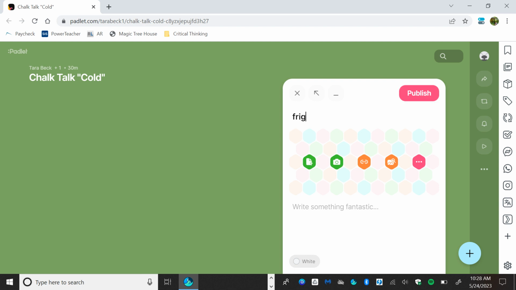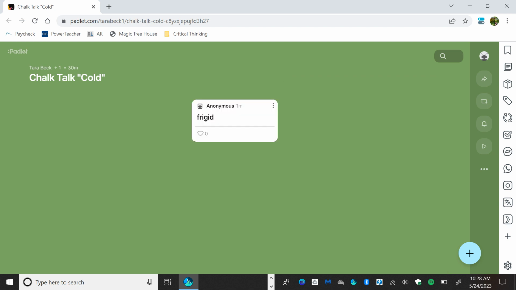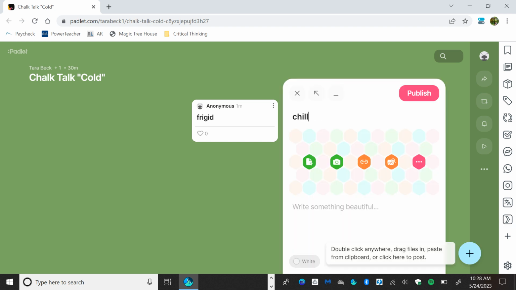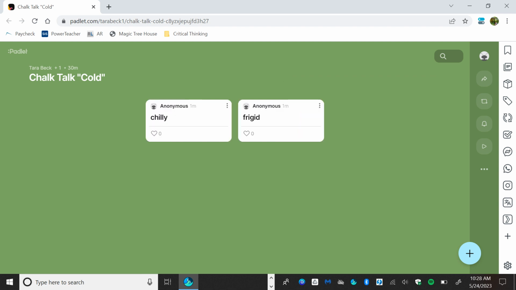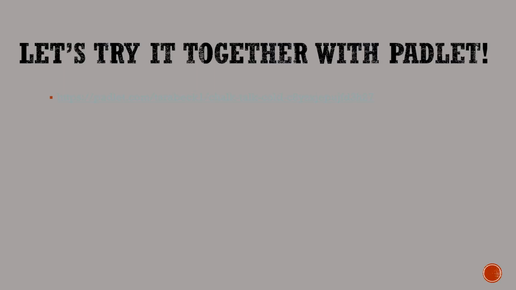Maybe instead of cold, it's frigid in the classroom. Maybe instead of cold, it's chilly in the classroom. Cold is a good word, but you can say it better. If it's really cold, it's frigid. If it's just a little cold, it's chilly. So you see how there's power in words and power in choosing the right word, especially for descriptive writing.